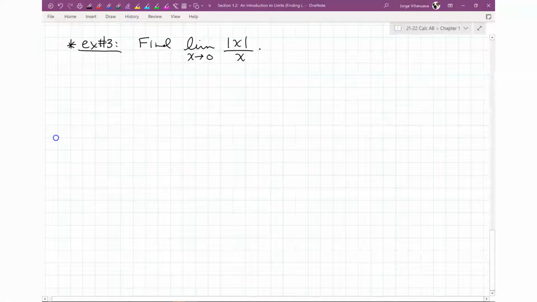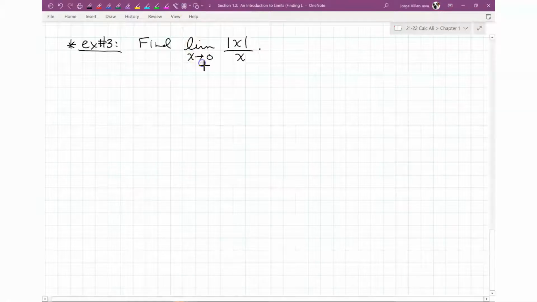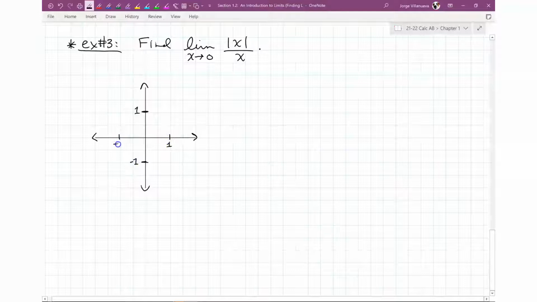So we're just going to try to find that limit. I don't know if you know what this graph looks like, but just to give you an idea of how I would approach this, not knowing exactly what I'm looking at. So I'm going to call this a 1. This would be negative 1. Here's 1, negative 1.